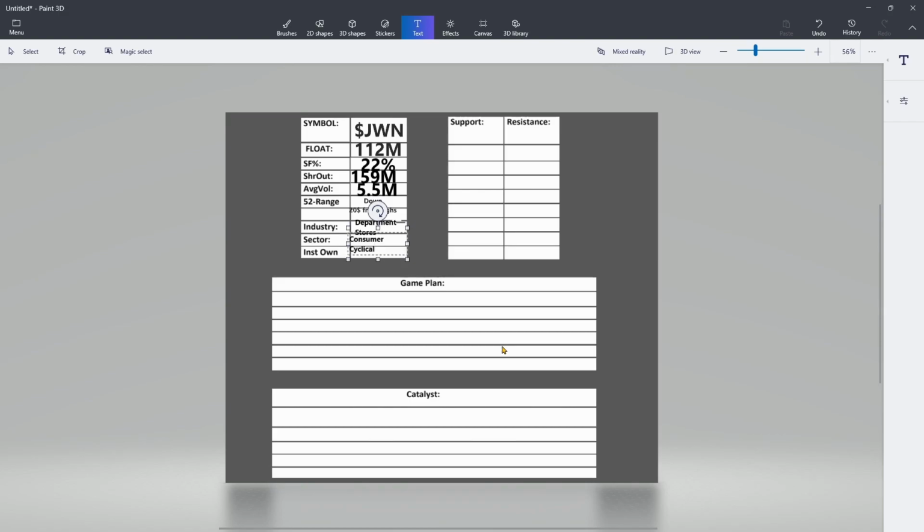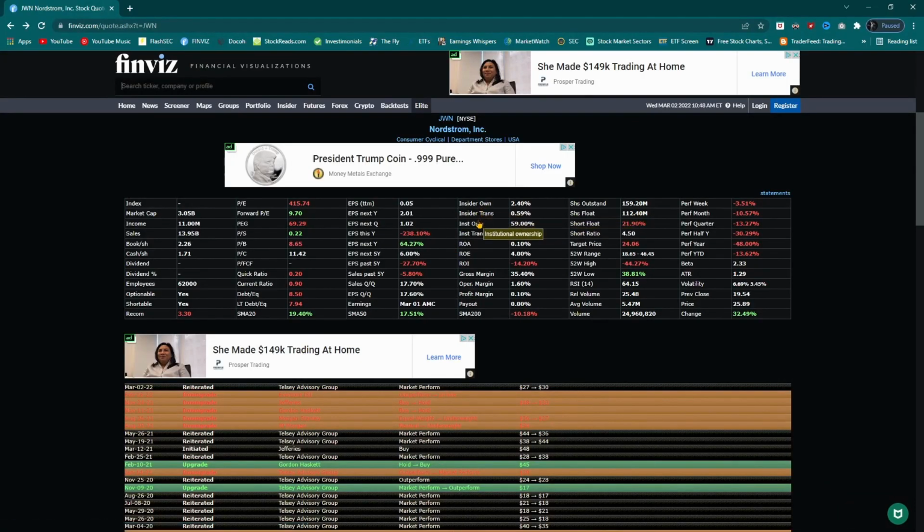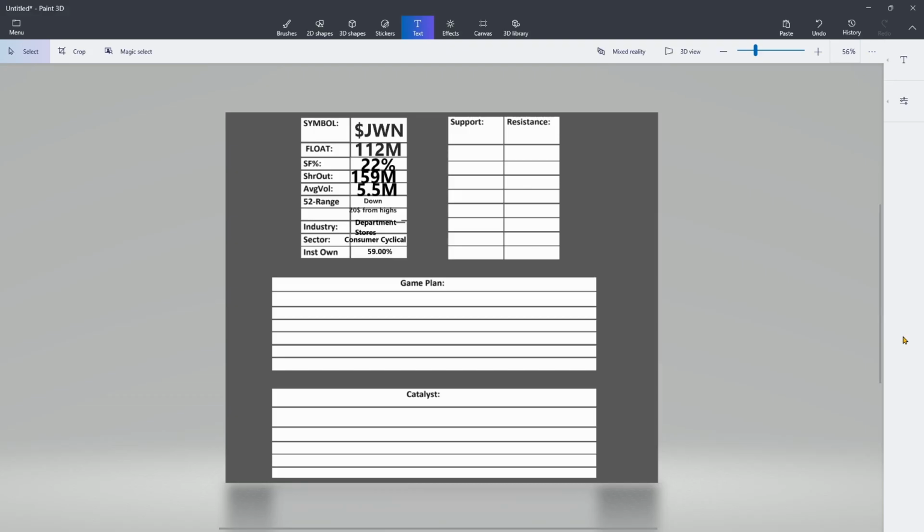Sector, cyclical. And then institutional ownership. Institutional ownership is going to be right here, that 59%. All right. Now that we got all that filled out, and I'm sorry it's sloppy, you guys, all of our information's filled out here.